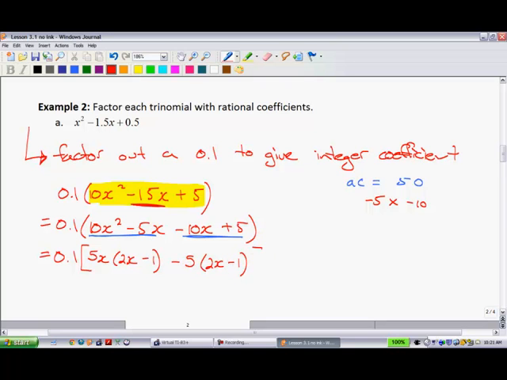That all works wonderful. And we're just about done. Lastly, we'll write this as 0.1. And now, if you recall from last year, this is going to be one of your factors. Okay, and then these guys are going to be your other factor. So we would have 0.1 times 5x minus 5, and then the other factor is going to be 2x minus 1, like so.